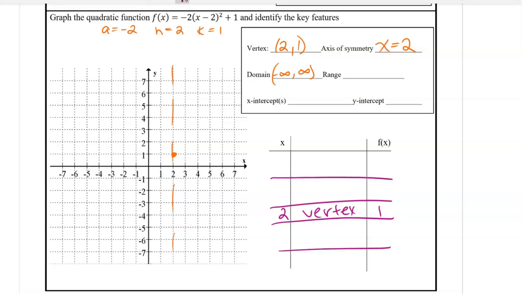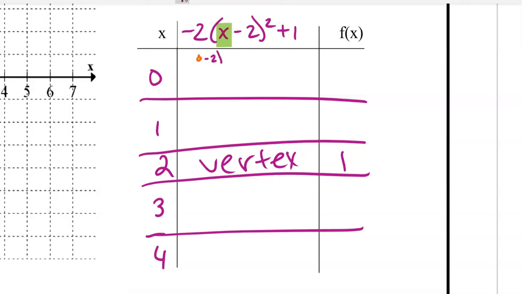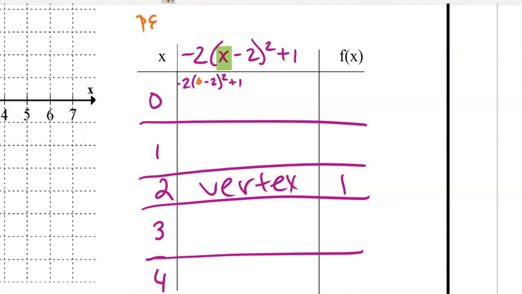And then we'll copy down the equation in the top center. Now we want to choose the x values, two numbers before 2 and two numbers after 2. These x values are going to be plugged in for x in the equation. When we solve these, we're using PEMDAS, regular order of operations.